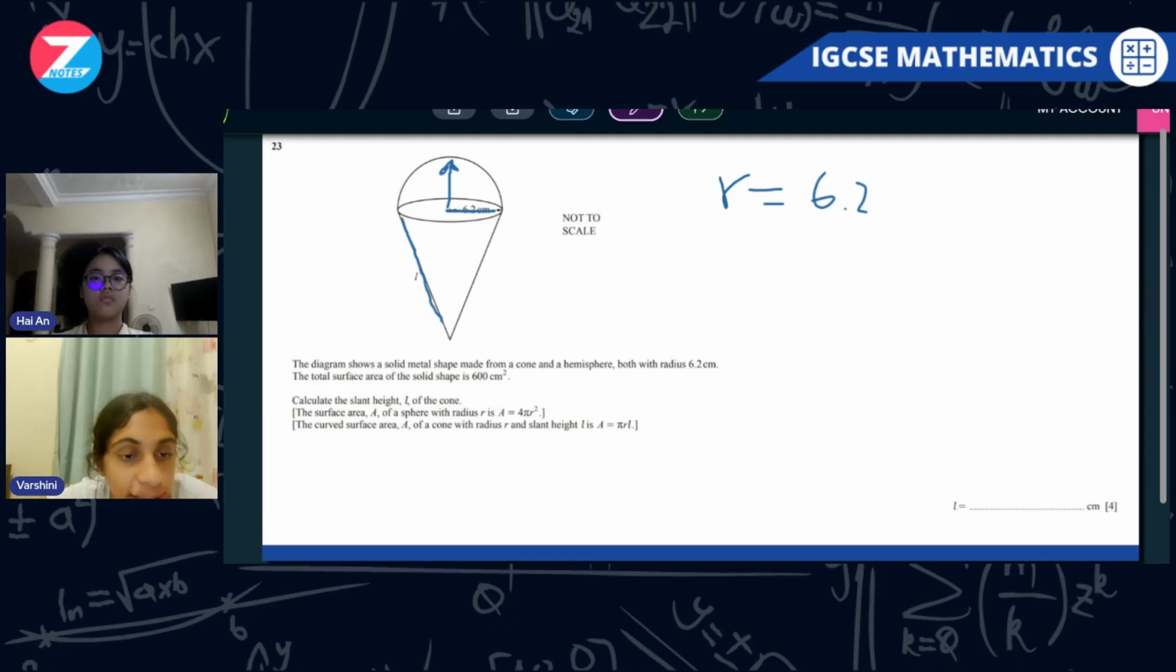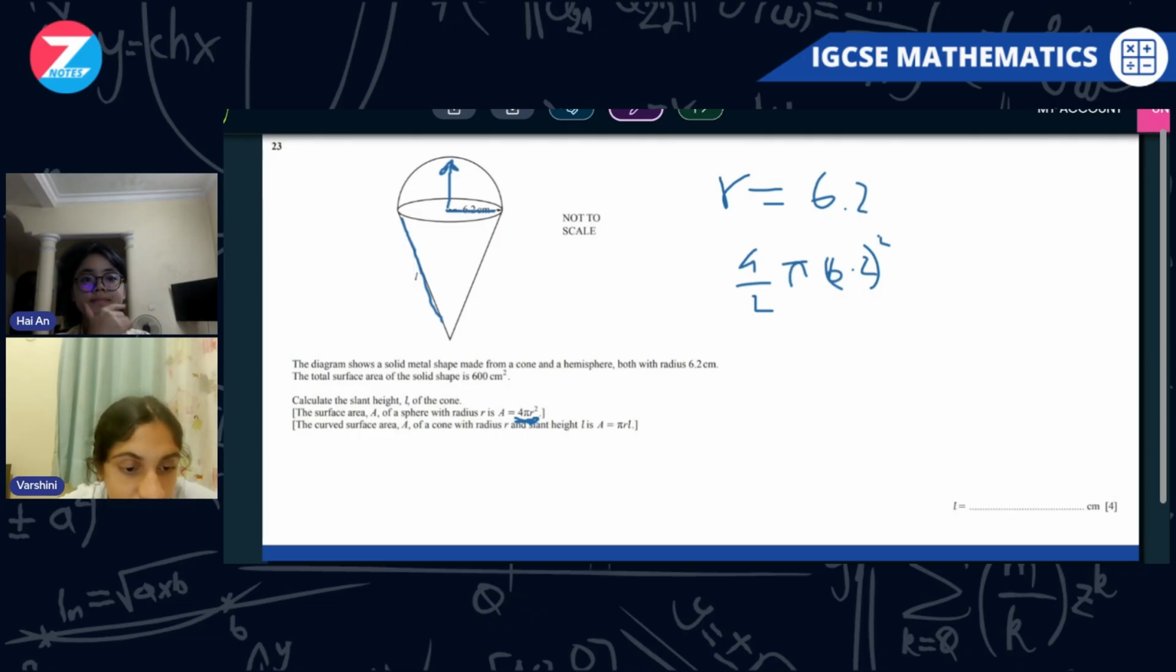So first, let's find the surface area of the hemisphere. They've given us the formula of a sphere, 4 pi r squared. Remember, it's a hemisphere, so we have to divide that by 2 because it's only going to be half the sphere. And we don't really care about the inside part. We only care about the outside part getting exposed. So that's just going to be 4 by 2 pi r squared. So 4 by 2 pi, and we know r over here is going to be 6.2. So 6.2 squared. Okay, that is our surface area of the hemisphere.